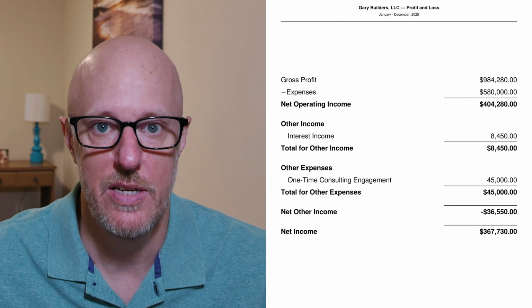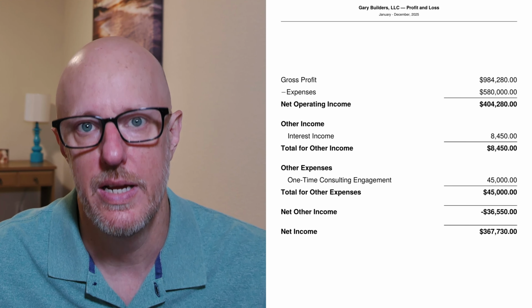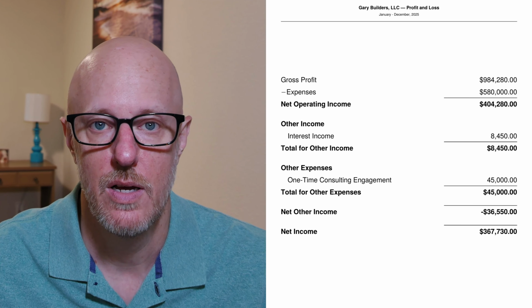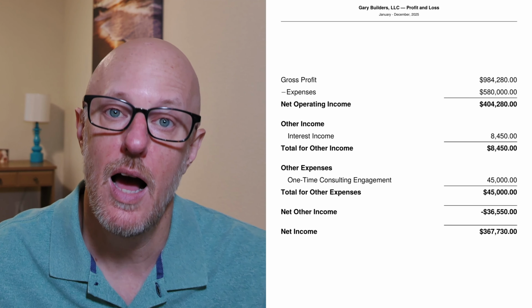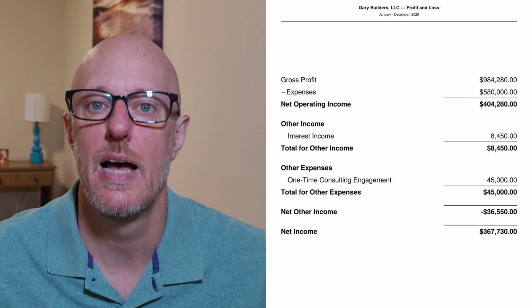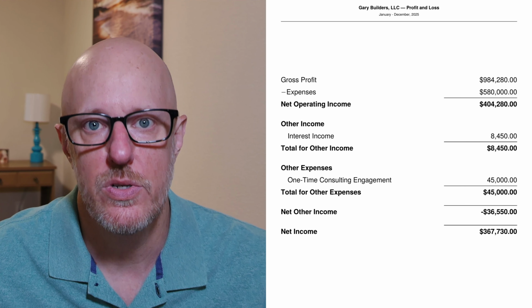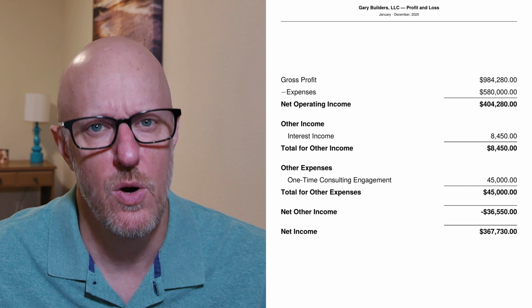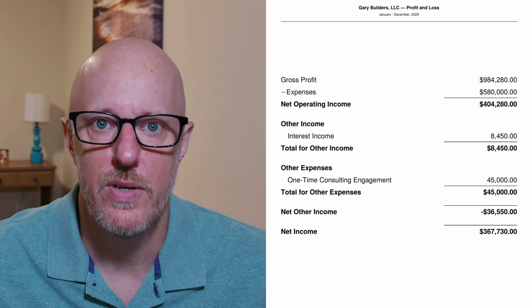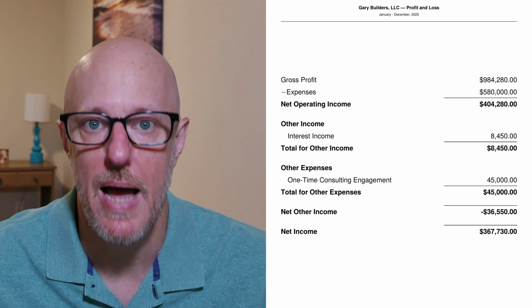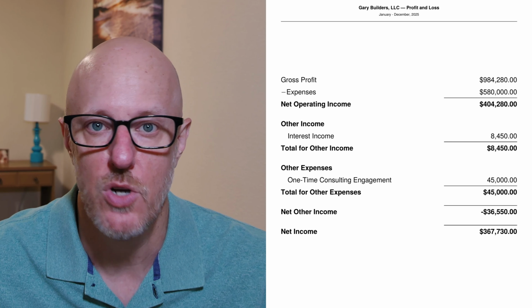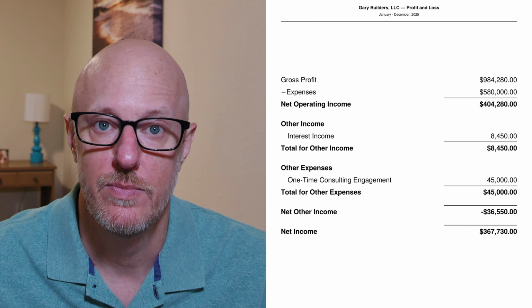Net those two against each other, and you get net other income, a negative $36,550. Apply that loss to net operating income, and you arrive at net income, $367,730. Worth knowing, this is accounting profit, not necessarily cash sitting in the bank, since things like loan principal or equipment purchases don't show up here the way you'd expect. So that's the whole P&L, top to bottom.